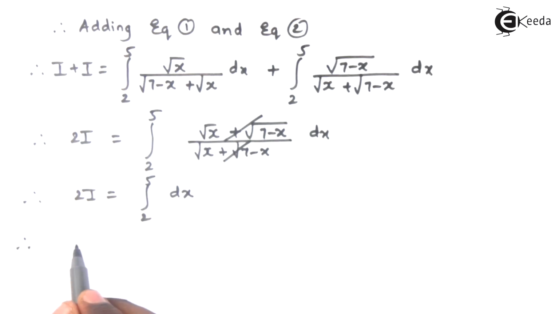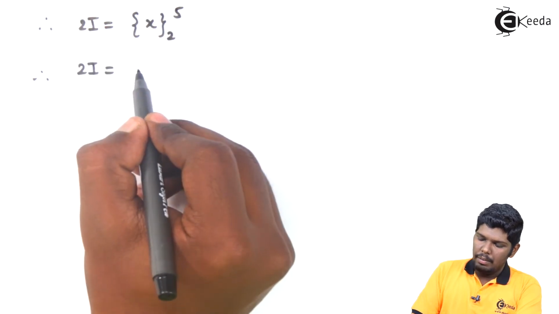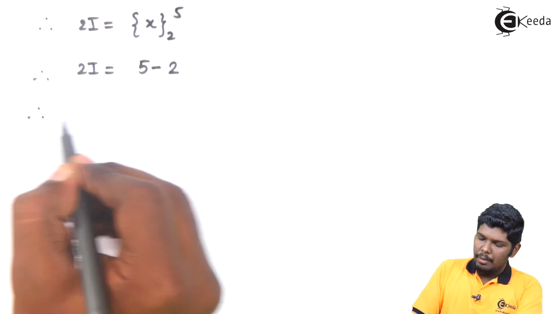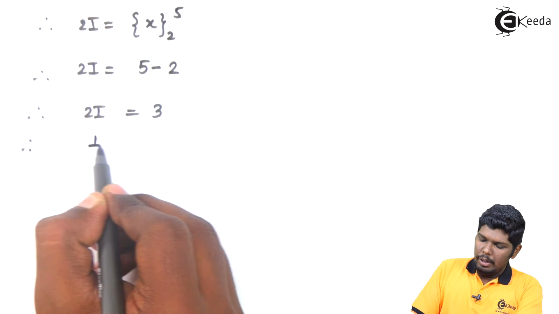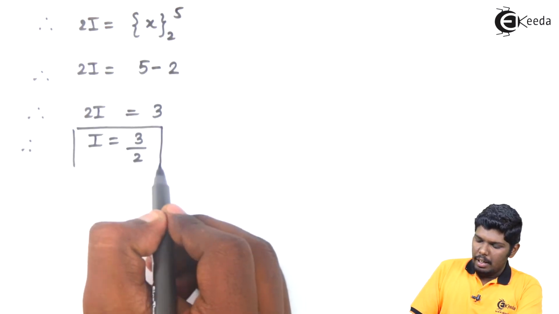Now as we know, integration of dx is x within limits 2 to 5. This will give you 2I is equal to upper limit is 5 minus lower limit is 2. Therefore 2I is equal to 3. Therefore I will be equal to 3 upon 2. This is our final answer.